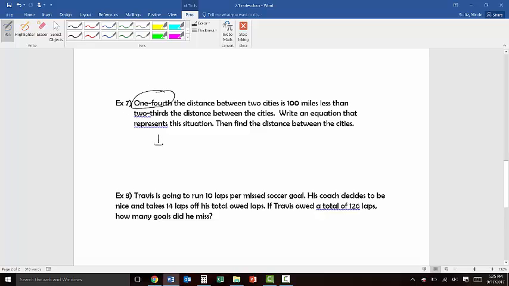Number 7 is more of a translation problem. So we'll write the work here. So 1/4, the distance between two cities. We don't know what that is, so we're just going to write D. And then there's the word is. 100 miles less than, so less than meaning subtraction. And 100 is going to come after it since we switched the order. 2/3 times the distance will come first. And that's our equation.